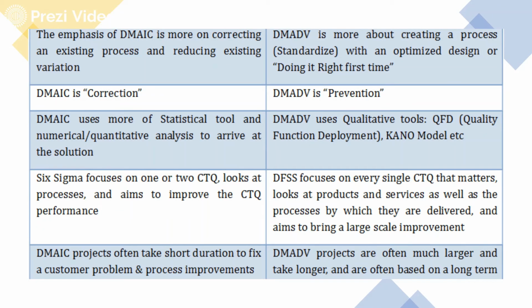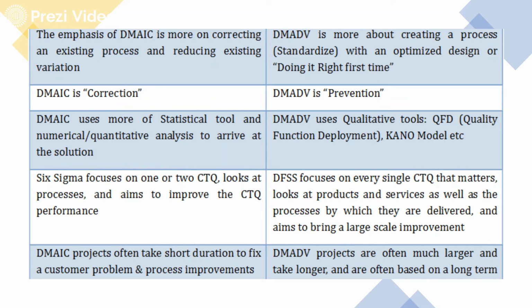So let us try to understand the differences between the DMAIC and DMADV approaches. For the DMAIC approach, the emphasis is more on correcting an existing process and reducing the existing variation. Whereas DMADV is more involved in creating a process standardization with an optimized design, or doing it right the first time. So it is actually referring to new product and new process development. The aim of DMAIC is correction, so it involves continuous improvement, whereas the aim of DMADV is prevention.